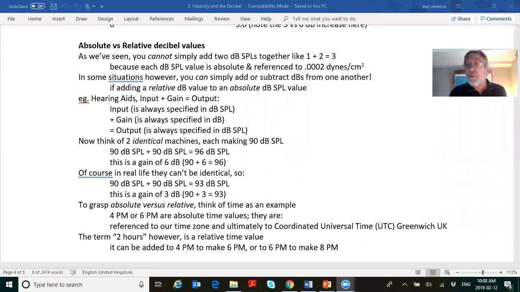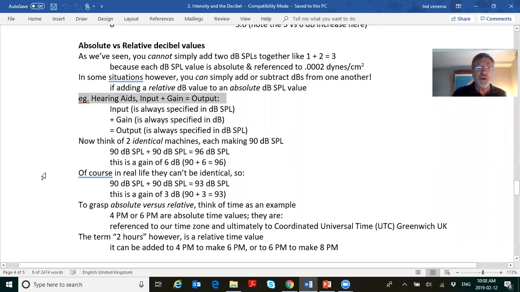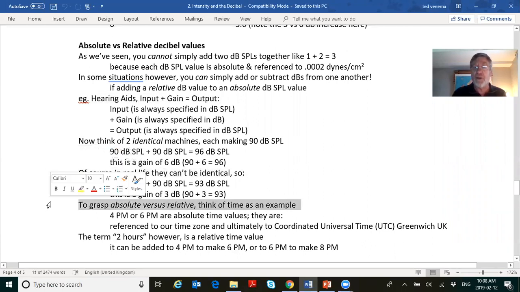But at any rate, I'm just trying to relate the decibel to what we're doing in our field. All right, share screen here. Now we're looking, as we move on down, and you'll see all of this listed in terms of time, absolute versus relative. Think of time as an example.